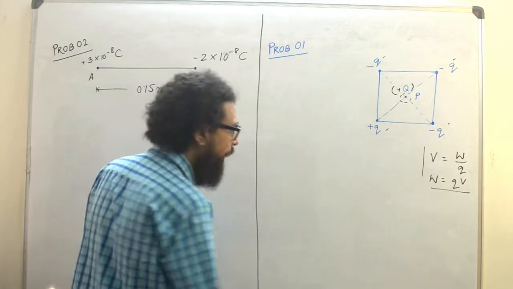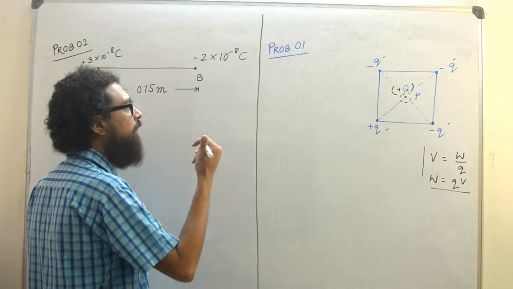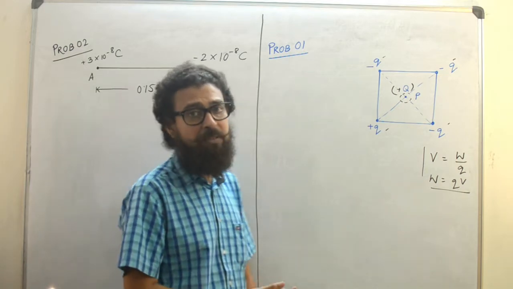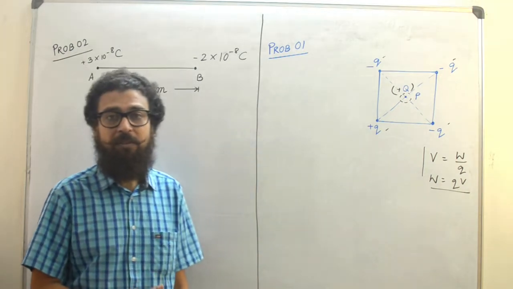Now we have 4 points and 4 charges, and it is just like the superposition principle we did in electrostatics, electric field or Coulomb's law.